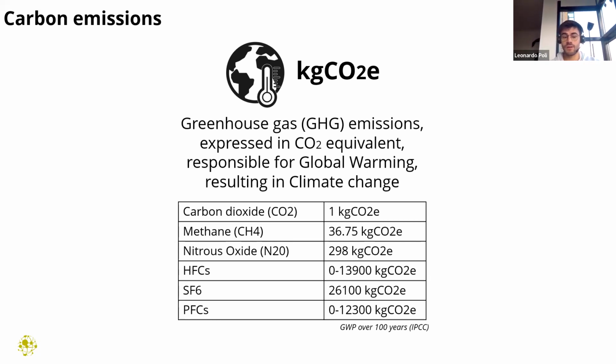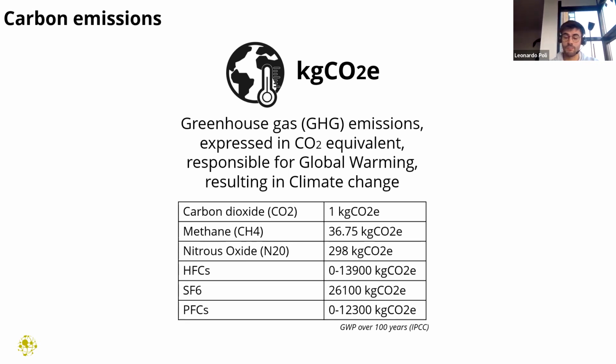So first of all, let's start with carbon. When we say carbon, we mean greenhouse gas emissions, which are responsible for global warming. There are different types of greenhouse gas emissions, such as carbon dioxide, methane, nitrous oxide, and they all have a different effect on the climate and climate change. This is why we convert these different gases into CO2 equivalent, and that is why we talk about carbon when we refer to emissions. So when we say carbon footprint, this is the sum of all the emissions minus the removals.